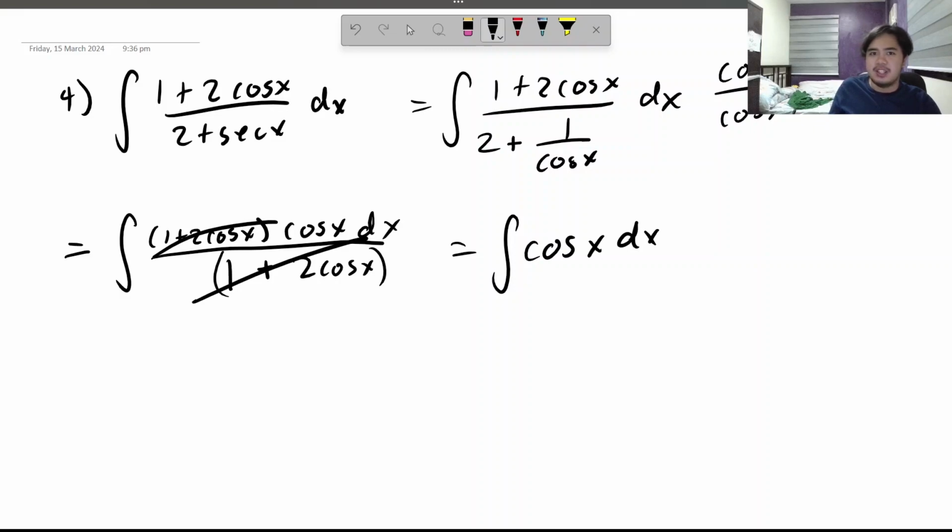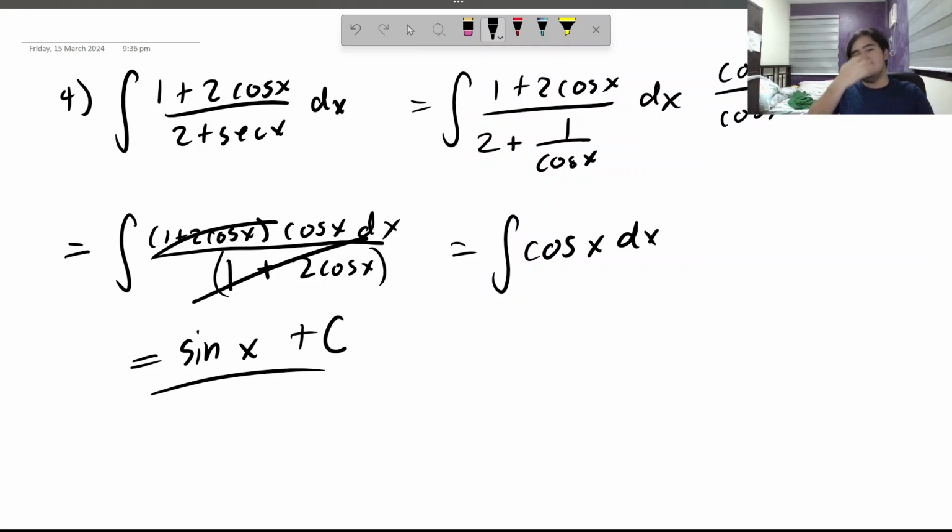I think we all know what that is. Sine x. Wait, we forgot plus c. There we go. From that thing, it just became cosine x and then the integral is just sine x. Cool. Cool, man.